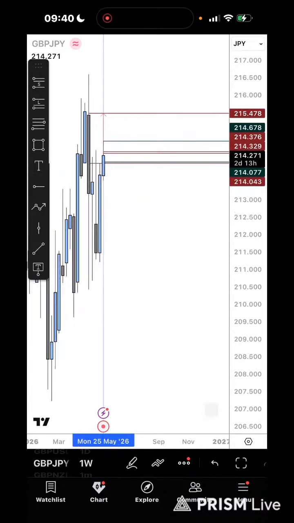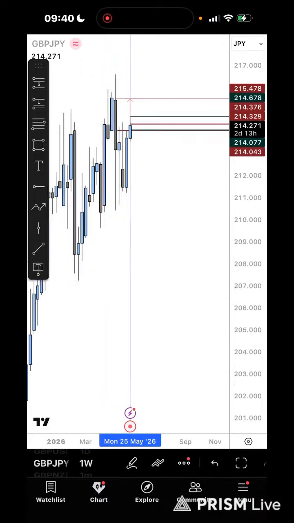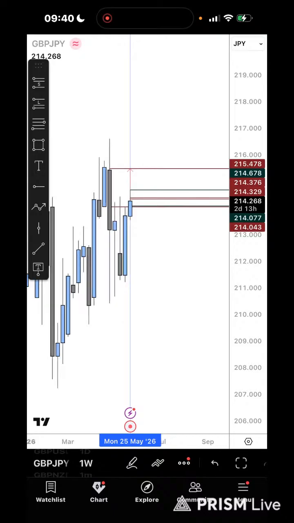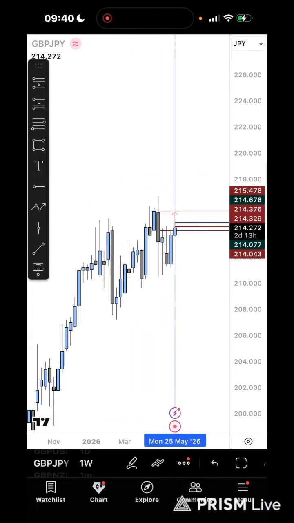Alright, perfect. So on the weekly time frame, we have GJ, and you can see here that we're quite bullish, right? We're creating these higher highs, higher lows. We just look like we are bullish.